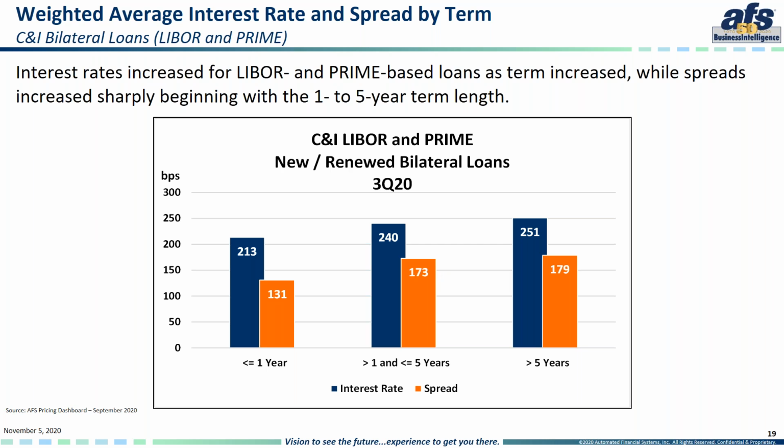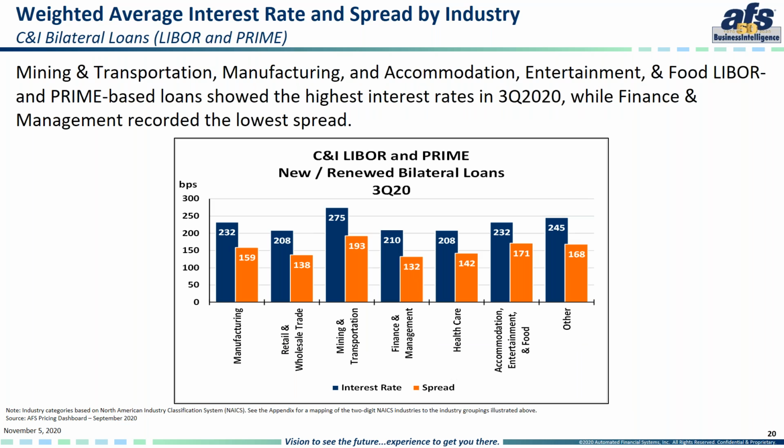Next, let's take a look at this same group of loans by industry. On this chart, the blue bars again are representing the interest rates, and the orange bars are representing spread. Across all industry breakouts, interest rate distribution for the third quarter is within a 67 basis point band, from a low of 208 basis points in healthcare and retail and wholesale trade to a high of 275 basis points in mining and transportation. Spreads are similarly aligned, with a distribution of 61 basis points, the low of 132 basis points in finance and management, and the high of 193 basis points being in mining and transportation.